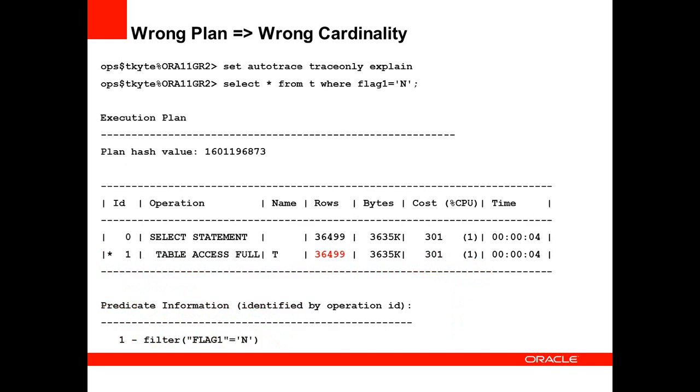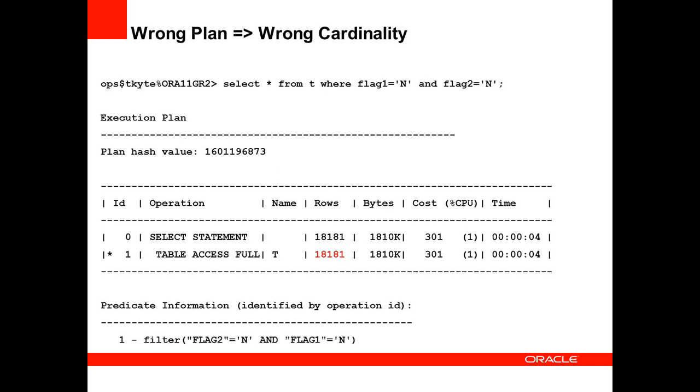And in fact, if we run through and we look at some plans for these queries, we can see this in action. I ask it to show me the plan for where flag 1 equals N. It says, oh, I'm going to get about half of the rows, 36,000. Where flag 2 equals N, I'm going to get about half of the rows, about 36,000. Where flag 1 equals N and flag 2 equals N, I'm going to get 18,000 rows. This is wrong. We know this is wrong. It's going to get 0 rows.